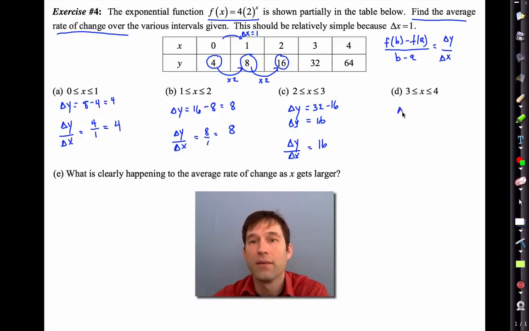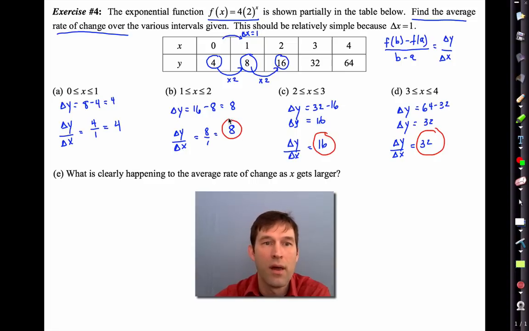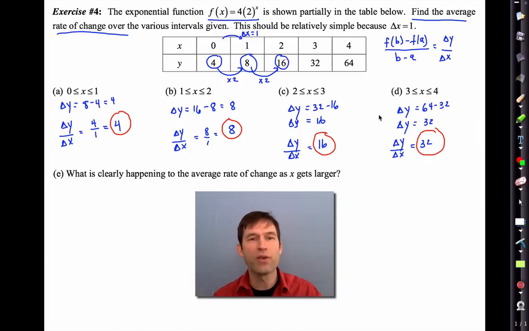And finally, same song, fourth verse. In other words, kind of repetitive. So in this case, delta y is 32, and our average rate of change is also 32. All right, I'm going to just circle those in red so they really pop out of the screen for us. Here they are. And one thing that should be completely and utterly obvious is that they're not constant. In other words, if this were a linear function, what we would find is that that number would be the same each and every time. It would never change.